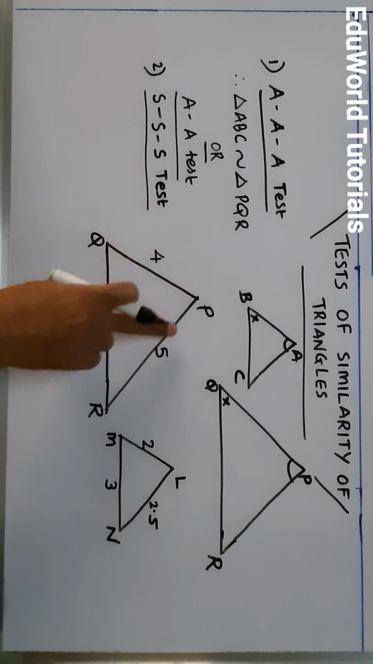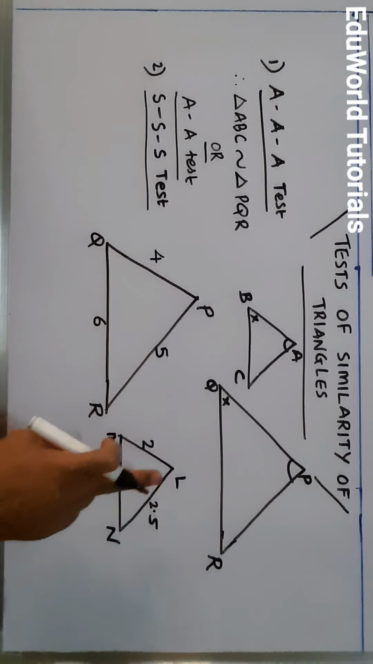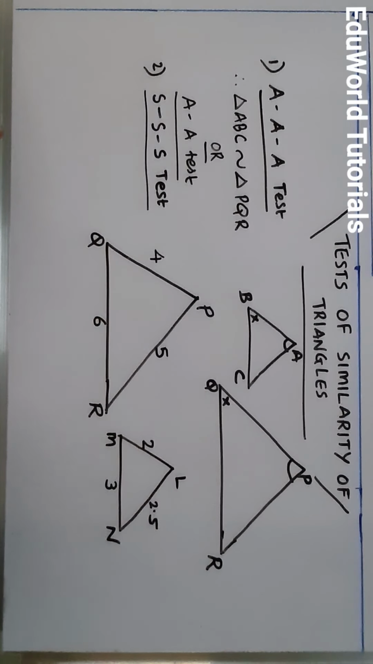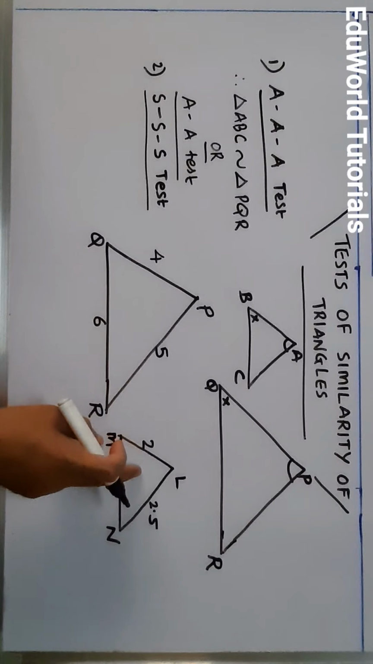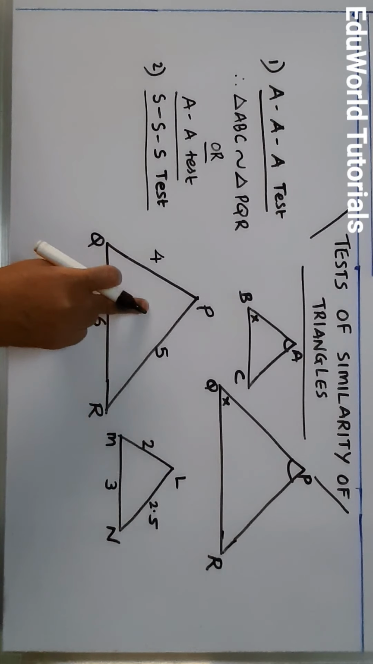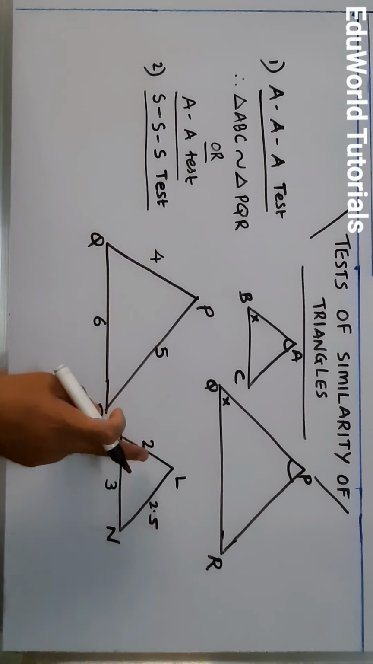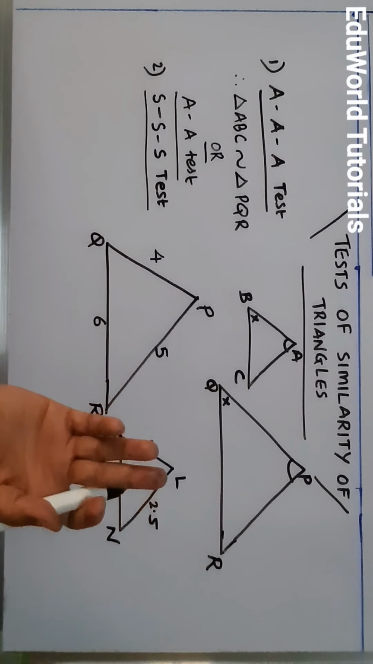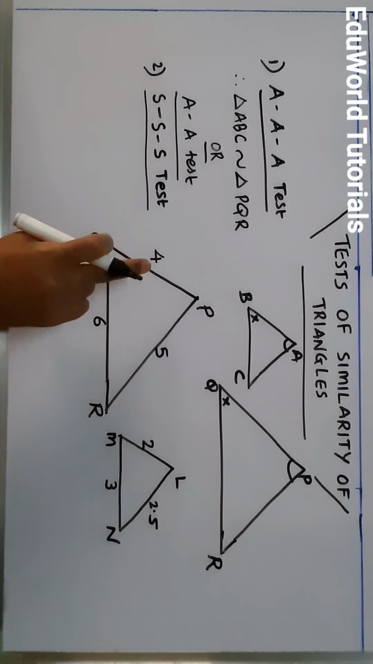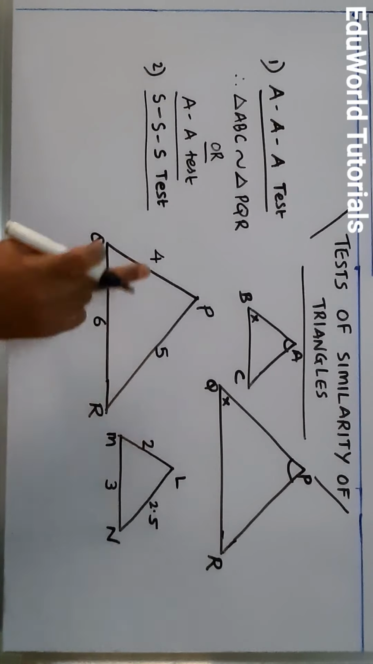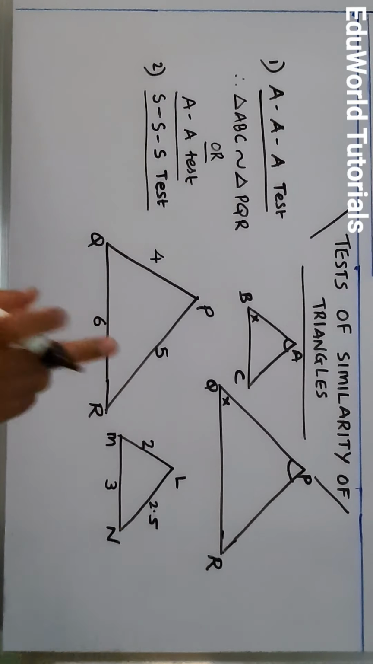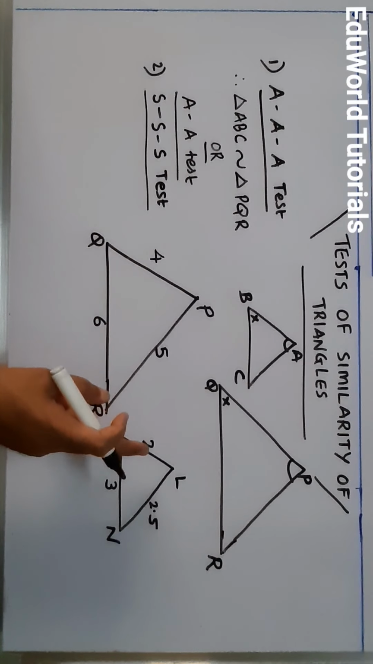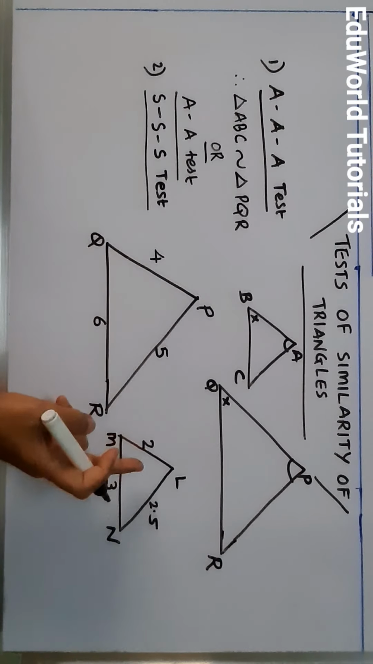Same relation we find between the corresponding sides PR and LN. 5 is to 2.5, 2 is to 1. If this is the case, then what can we say? We can say that the corresponding sides of these two triangles are in the same ratio. We cannot say that the corresponding sides are equal or congruent, but we have to say that the corresponding sides of these triangles are in the same ratio.